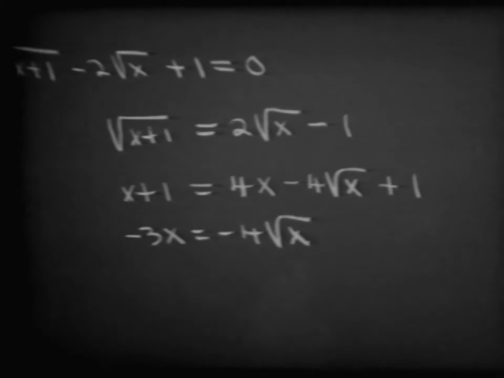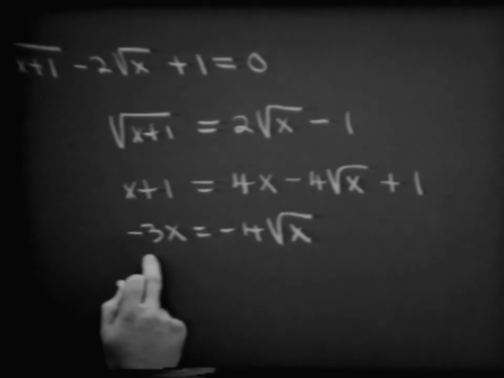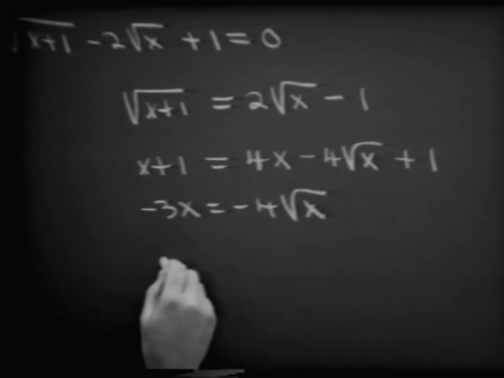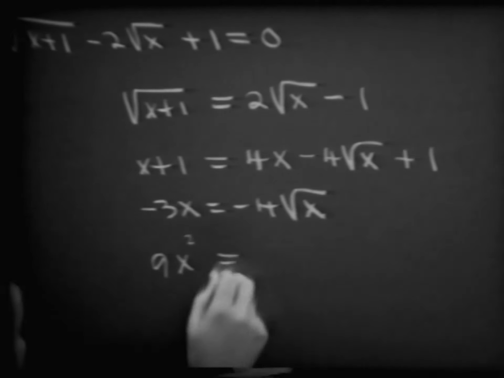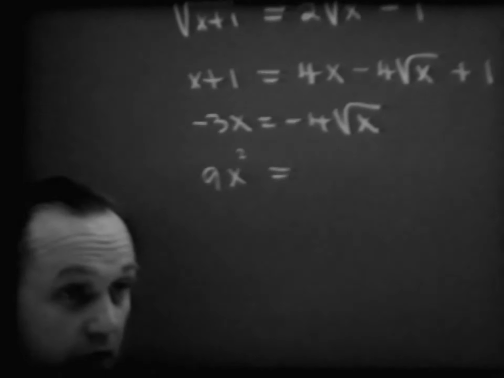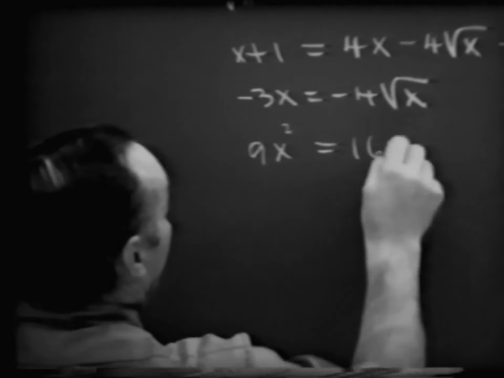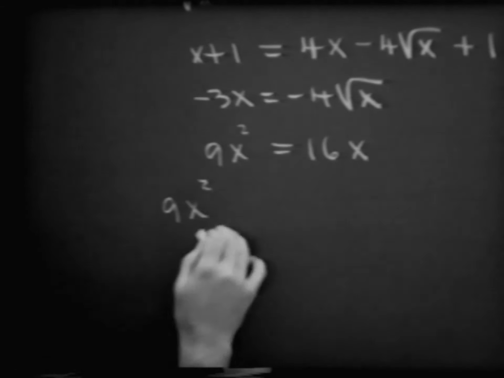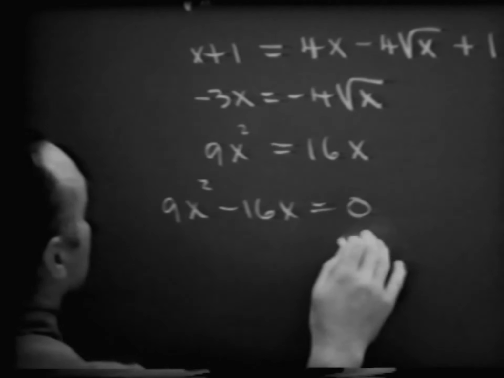All right? Now, here we have another radical. So what do you think you can do in order to get rid of this radical? And what's the obvious thing to do, Don? Square it again. All right, now negative 3x, the quantity squared is? We have 9x squared is equal to, and here we have a negative 4, the square root of x, all squared is? 16x. Does everyone agree with that? All right, let's then subtract 16x from both sides. 9x squared minus 16x equals 0.